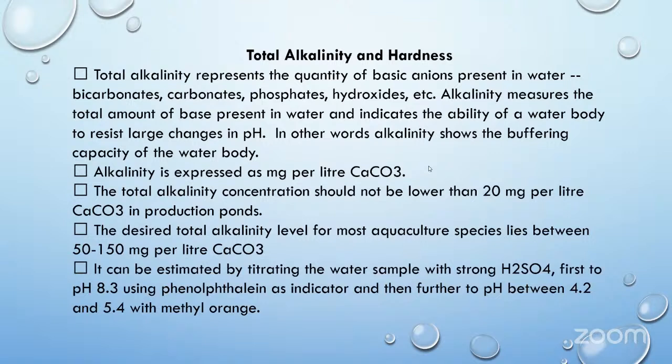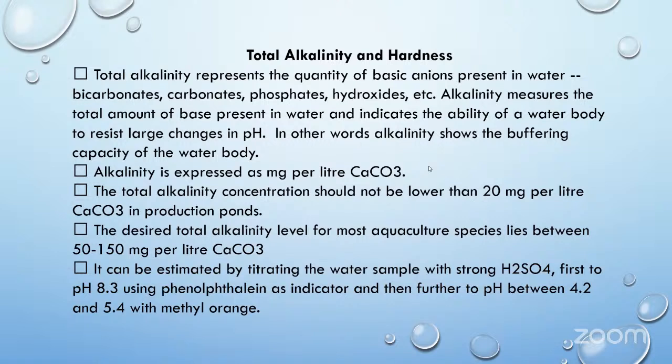So, the total alkalinity represents the quantity of basic anions present in water, that is, bicarbonates, carbonates, phosphates, hydroxides, etc. Alkalinity measures the total amount of base present in water and indicates the ability of a water body to resist large changes in pH. In other words, alkalinity shows the buffering capacity of the water body. It is expressed as mg per liter CaCO3.